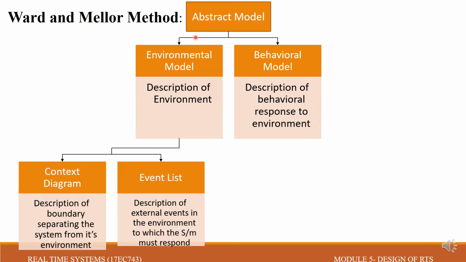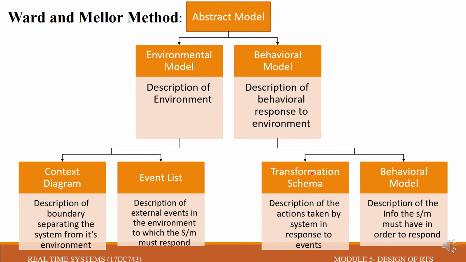So basically, the abstract model is divided into two categories: environmental model and behavioral model. Environmental model will just give the description of the real-time environment based on the devices. So the first way is to understand the real-time system by writing the context diagram and the event list, where the events are associated with it. Similarly, we have a behavioral model which gives the behavioral response to the environment, or I can say it describes the internal structure of the system.